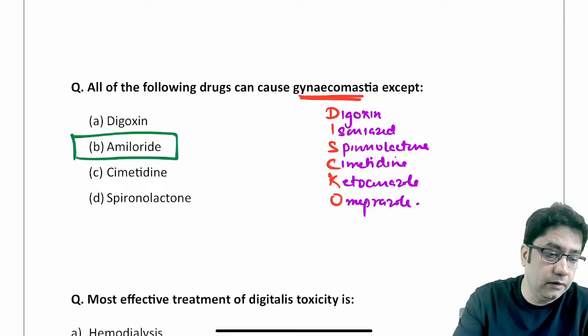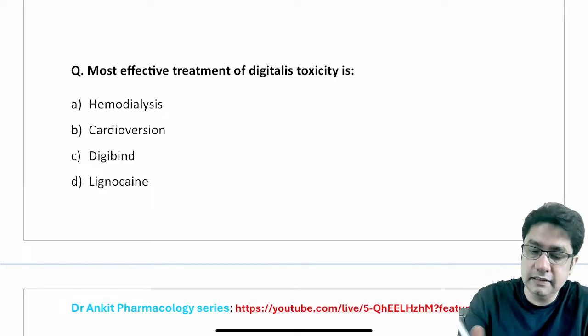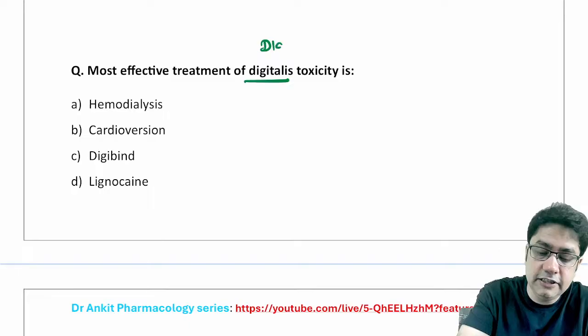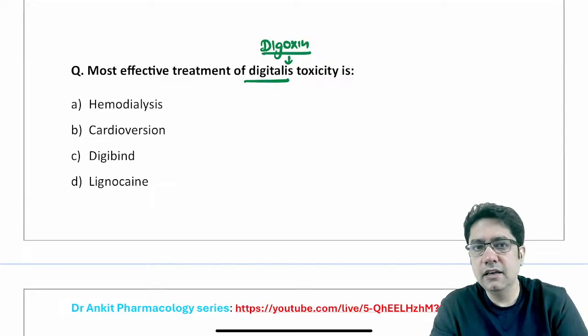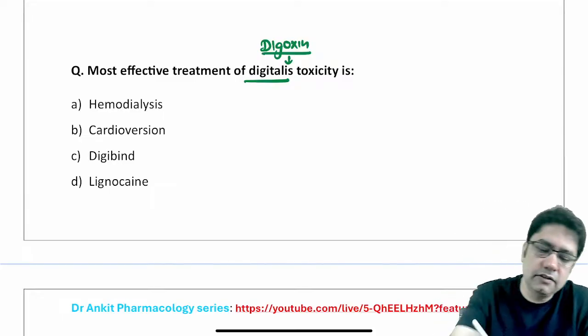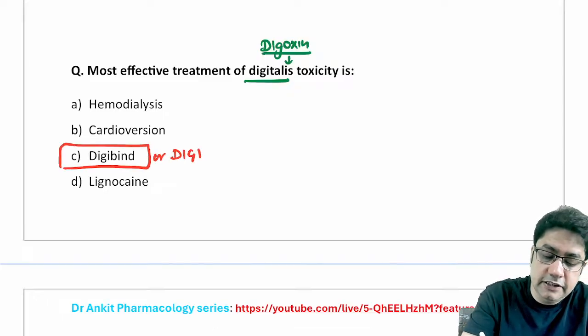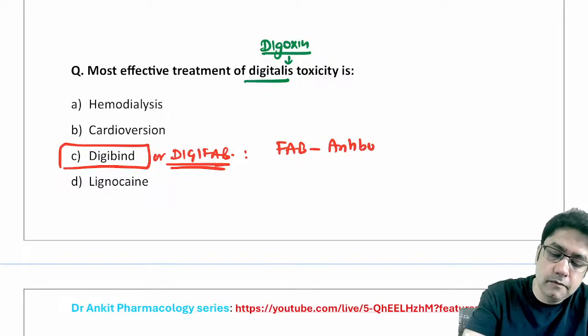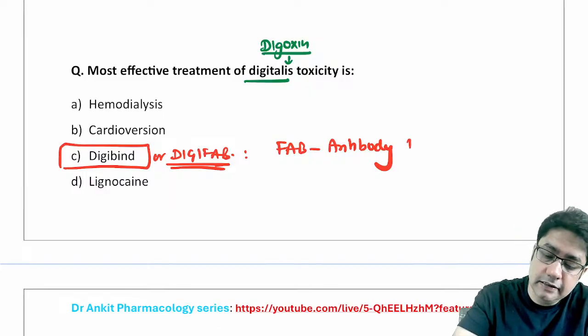Okay, amiloride. So the most effective treatment for digoxin toxicity is, remember digoxin is also known as digitalis because it is obtained from digitalis plant. So another name of digoxin is digitalis. The overall antidote of digoxin toxicity is digibind. Digibind, it is also known as digifab. Why? Because it is a fab fragment antibody, because fab part of the antibody binds to a drug like digoxin, against digoxin.